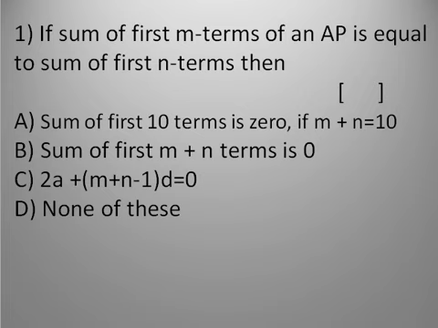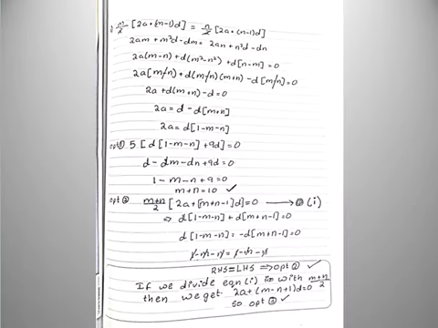One minute has passed, and I'm now going to show the solution for the first question. Here it is given that the sum of the first m terms equals the sum of the first n terms. So I have equated them: m by 2 into (2a plus (m minus 1) into d) equals n by 2 into (2a plus (n minus 1) into d).